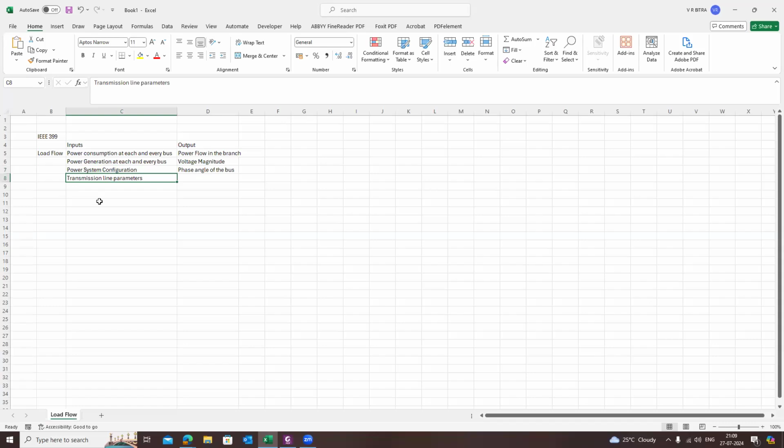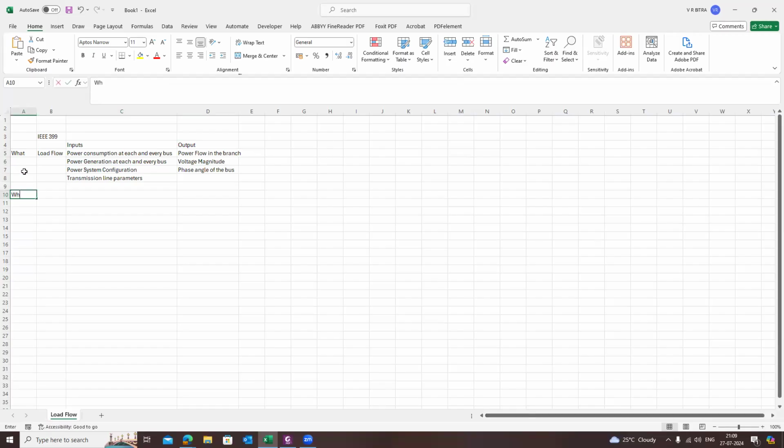If that is known, then finding out the power flow in each and every branch and finding out the voltage and the angle of each bus is basically the load flow. That is the ideal definition of the load flow if somebody asks. I hope it is clear. What is the load flow? Any doubts? Okay, fine.